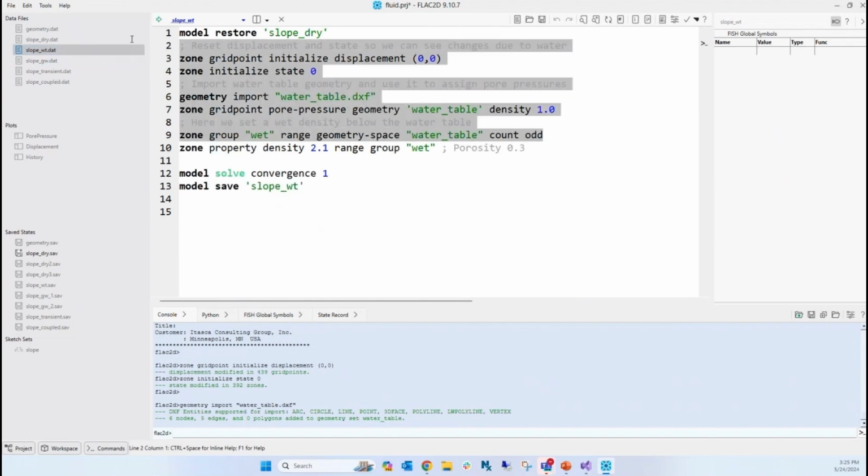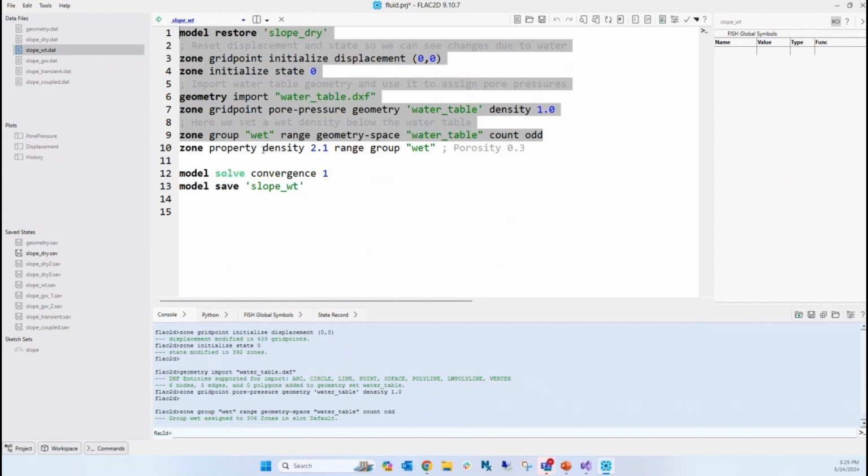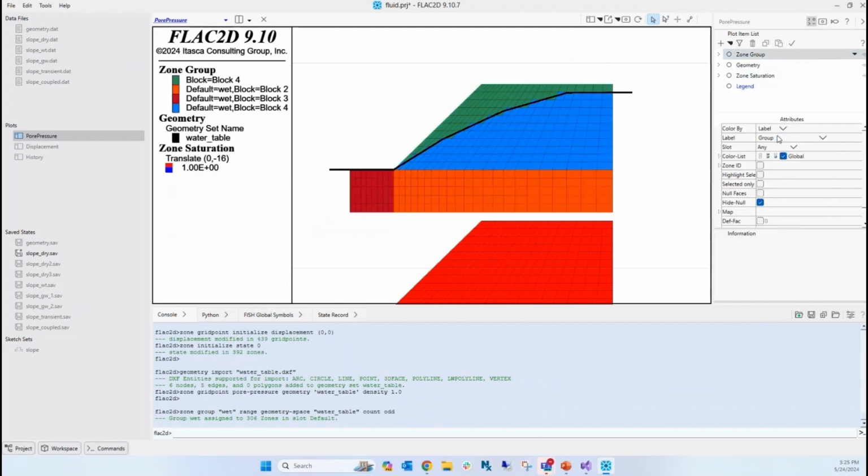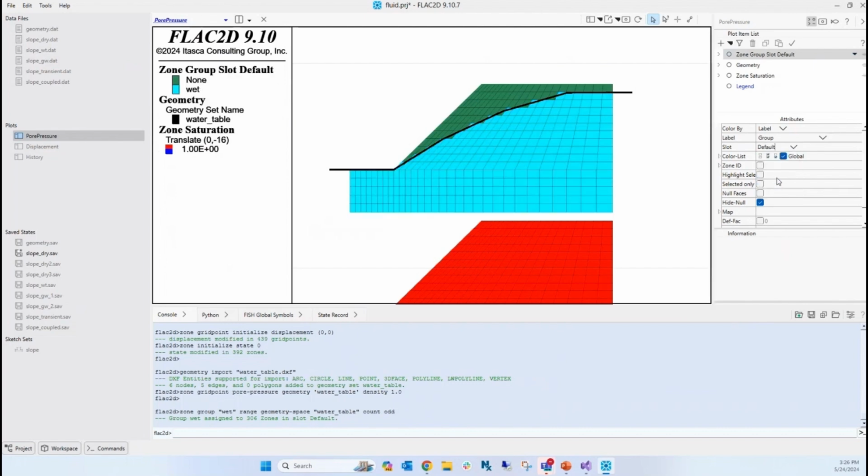So we can just run up to here, and I'll show you what happens. So run this part. If we go to the pore pressure plot, well, first of all, it worked out the pore pressures based on the depth below the water table. But what I actually wanted to show here was if I change this to label, and the label is group, let's change the slot to default. So what you can see here is that everything that's below the water table is called group wet, and everything that is above the water table is called group none. You can see that that worked.